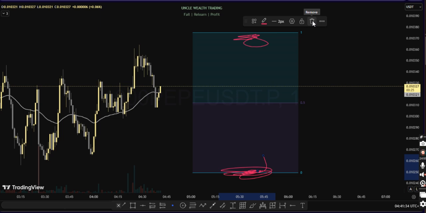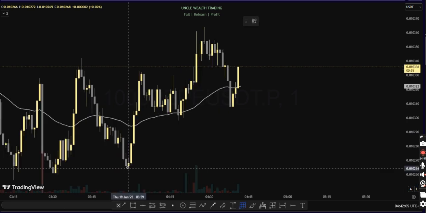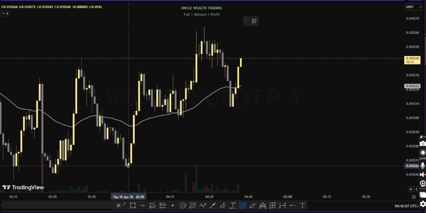So with this Fib tool, you can identify your zones from the chart. So how do you draw them? Simply pick up your Fib tool, then you check for the latest swing. You start from the bottom, always from the left to the right, to the highest point.